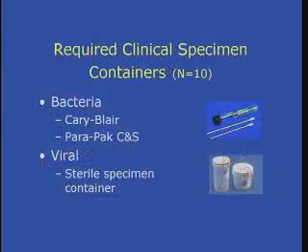Required clinical specimen containers. Cruise ships are now required to carry 10 each of collection containers for both bacteria and viral specimens. For bacteria, the acceptable transport media or containers are Cary-Blair and Parapak C&S. C&S stands for culture and sensitivity. Examples are illustrated in the graphic to the right. Viral clinical specimens are generally collected in sterile specimen containers. The ship is also required to maintain 10 of these containers on board in the event of an outbreak of acute gastroenteritis.